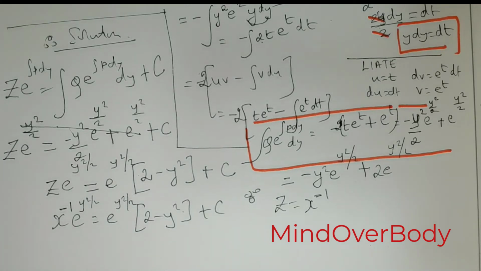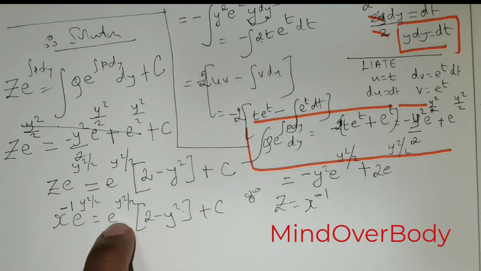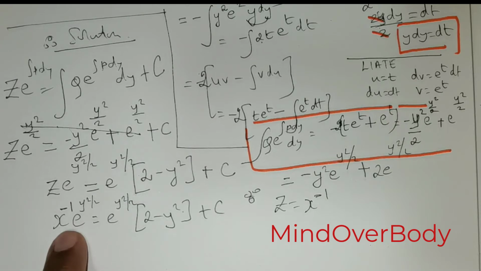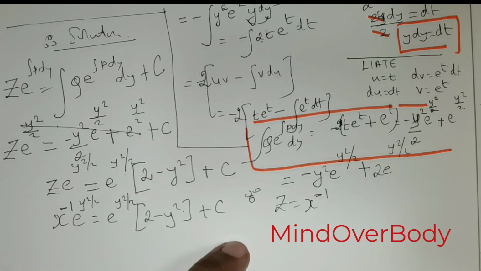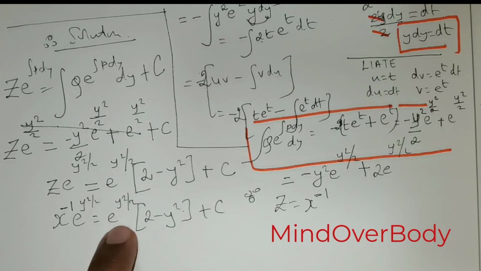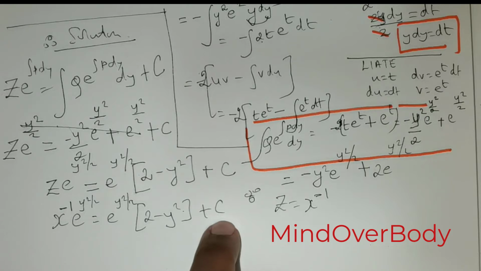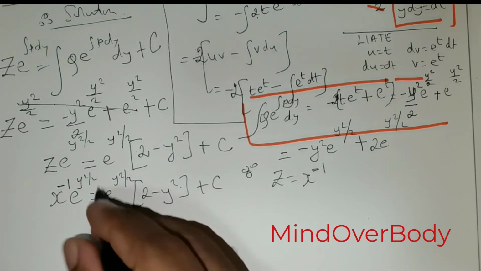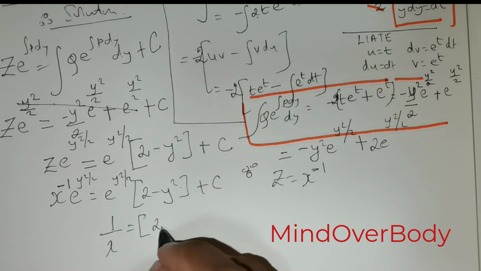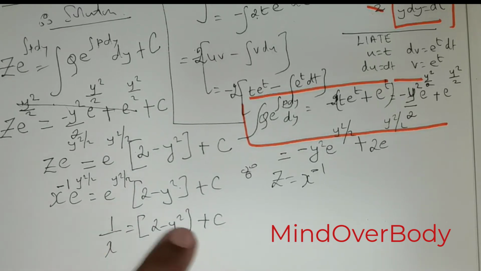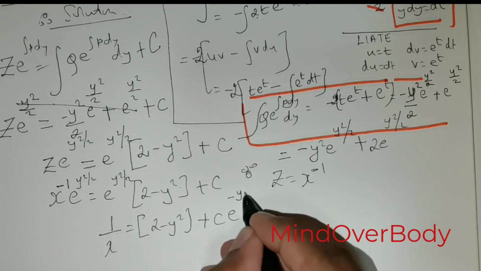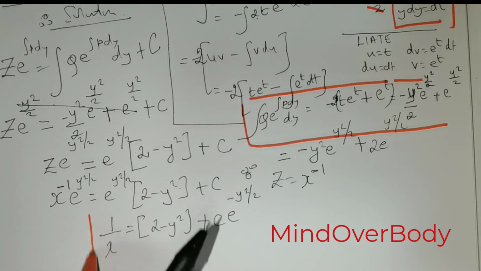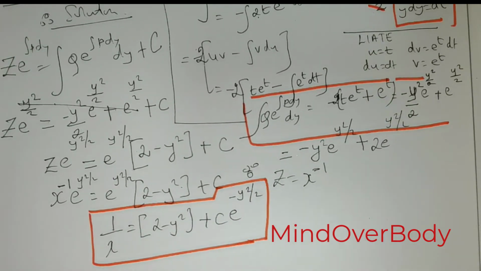So based on your requirement, you can stop here, or if you wanted to go further, you can go further by getting rid of this. So if you were to divide by this quantity e raised to the power of y squared over 2, this will get cancelled, but the term will appear over here, right? So you can do that. So you can just say 1 over x is equal to, these two terms get cancelled, so this is going to be 2 negative y squared positive, you're dividing, so it's going to be c times e raised to the power of negative y squared over 2. So I think this is the right place for us to stop.